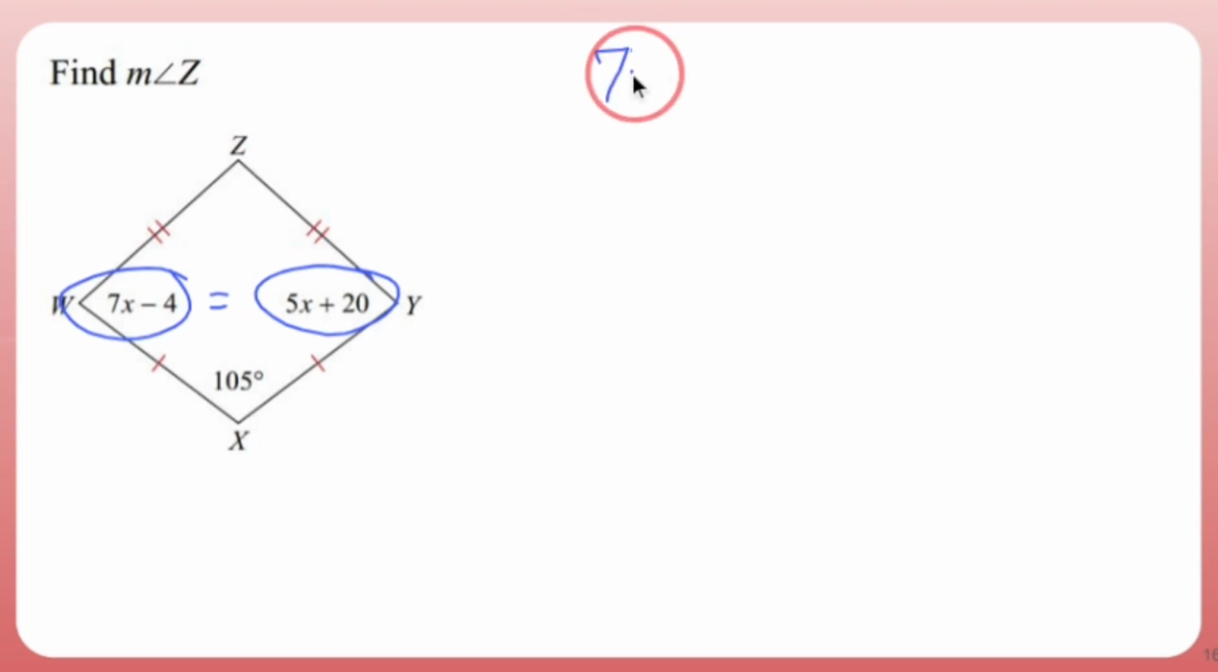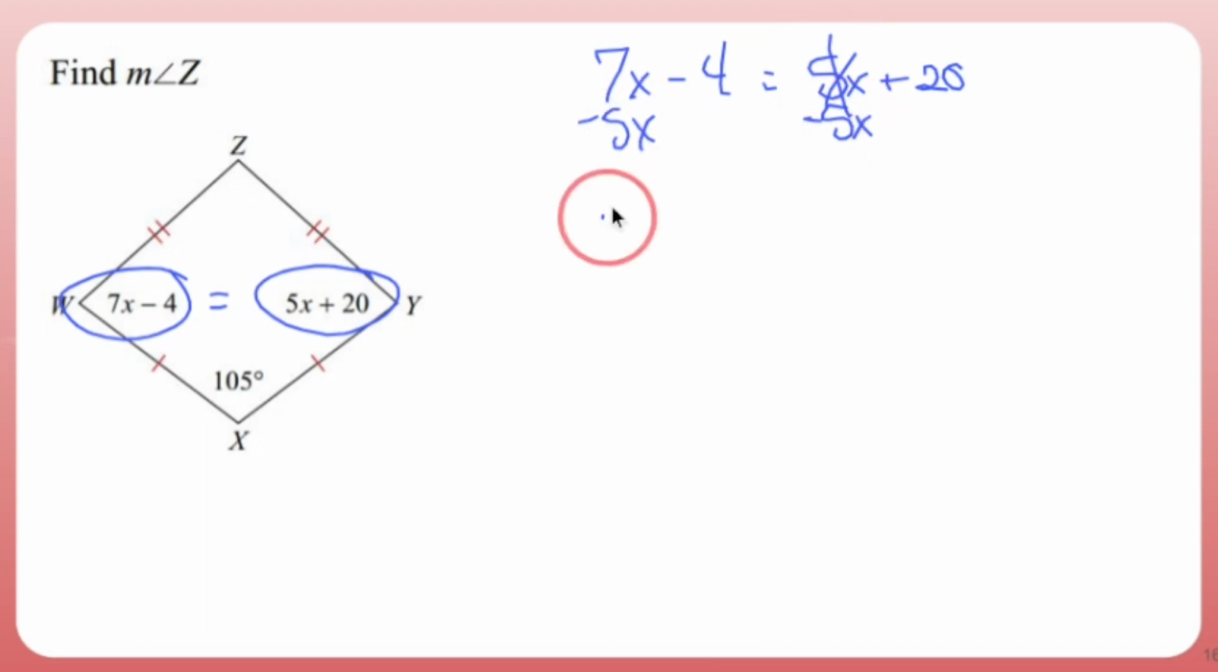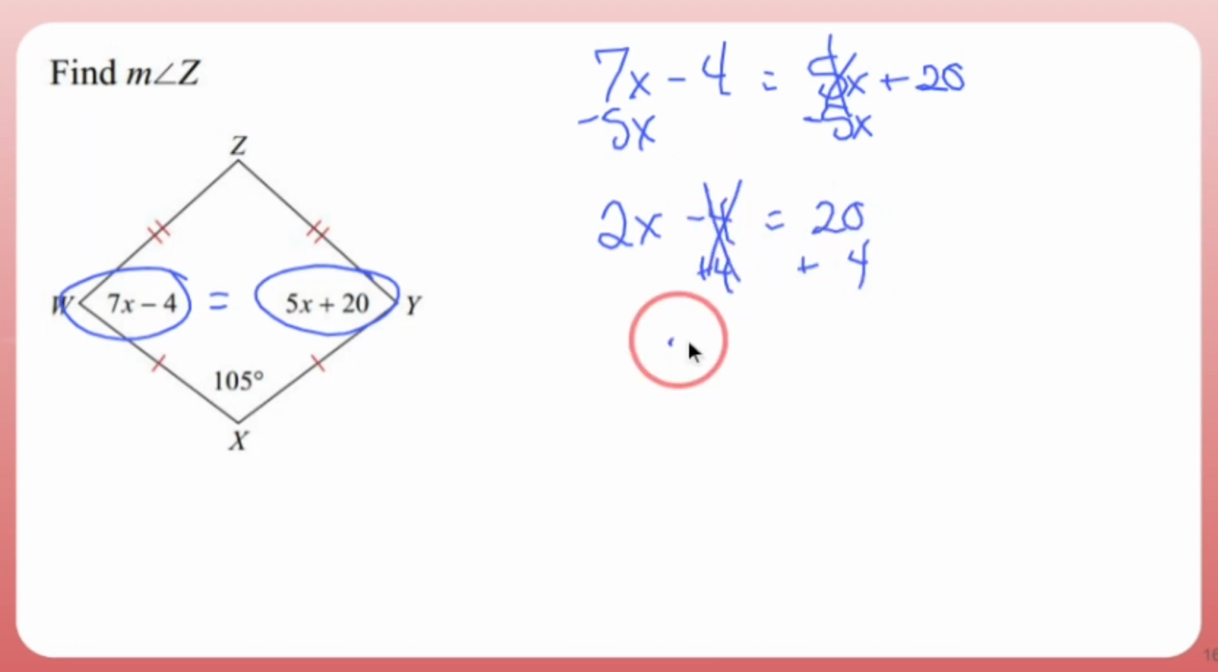So 7x minus 4 equals 5x plus 20. I have x on both sides of the equal sign, so let's subtract 5x from both sides. 7x minus 5x is 2x. Drop down the minus 4. Drop down the equal sign. Drop down the 20. I can add 4 to both sides. 2x equals 24. Divide both sides by 2. And x equals 12.